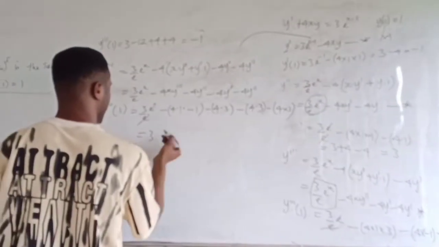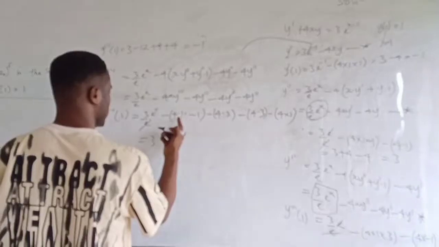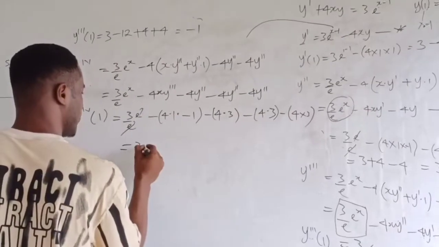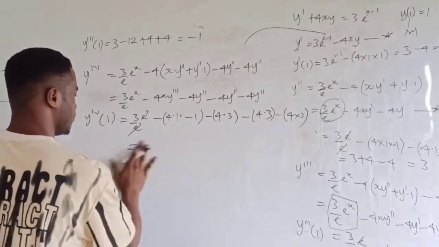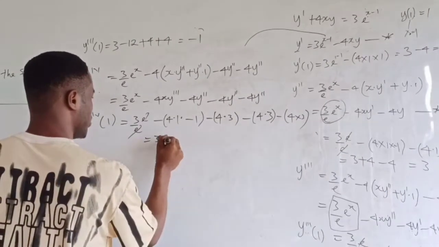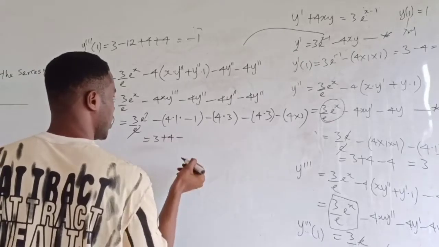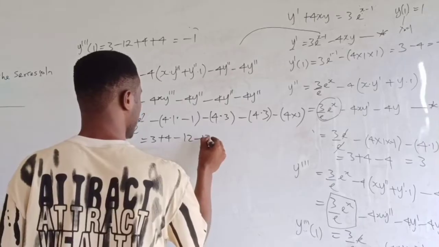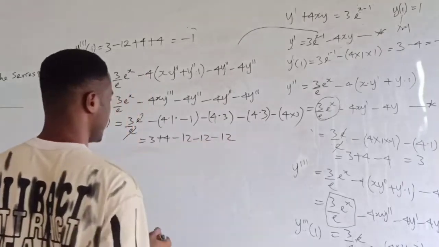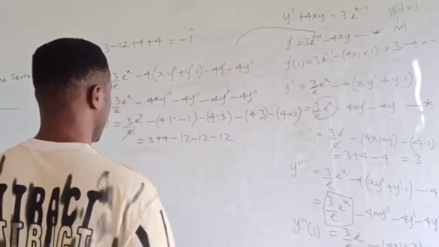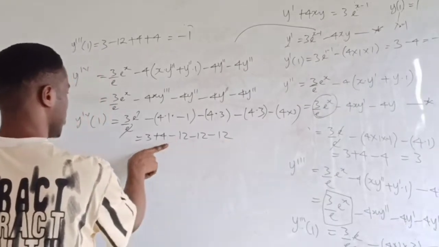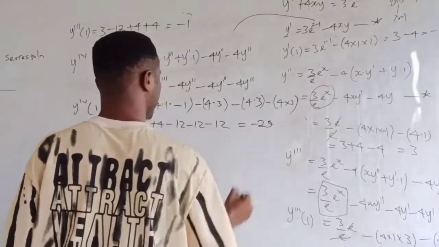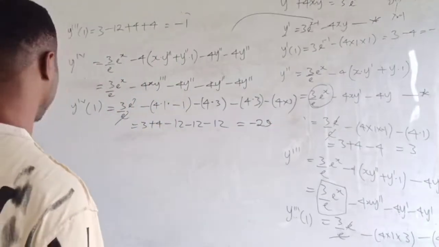We have that 4 times -1 gives us -4, so times this will give us +4. +4 minus 12 minus 12 minus 12. So this gives us -36. That will give us -29. So it gives us -29.